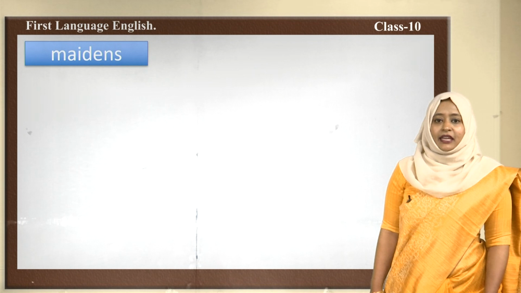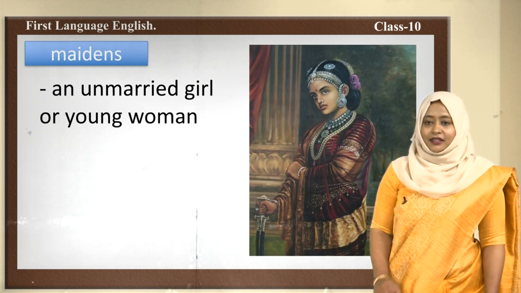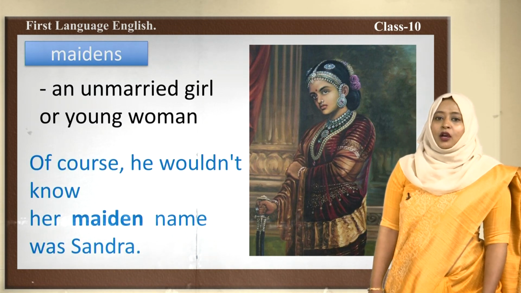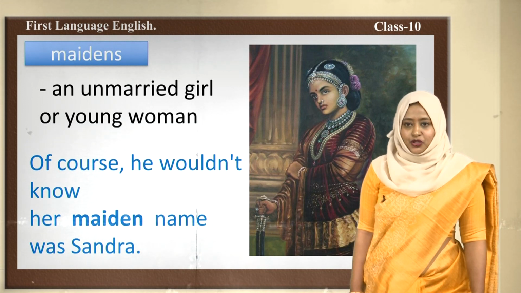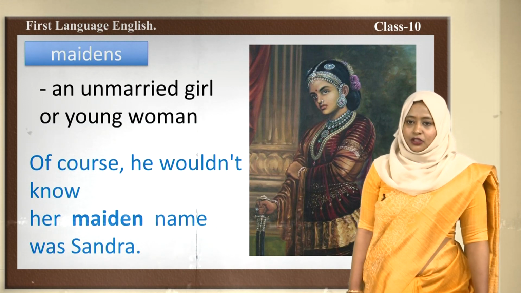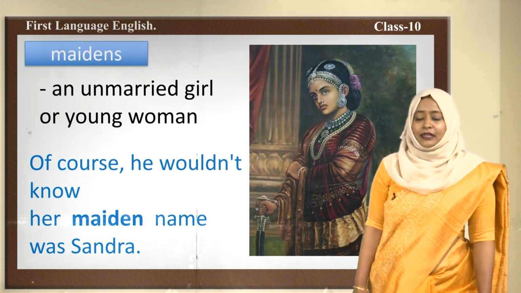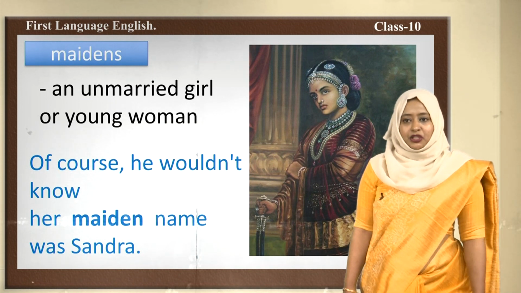The next word is maidens. An unmarried girl or a young girl is known as a maiden. Of course, he wouldn't know her maiden name was Sandra. So generally there is a culture across the world that there is a name for a girl before she gets married, and then there is a name after the marriage for the girl.